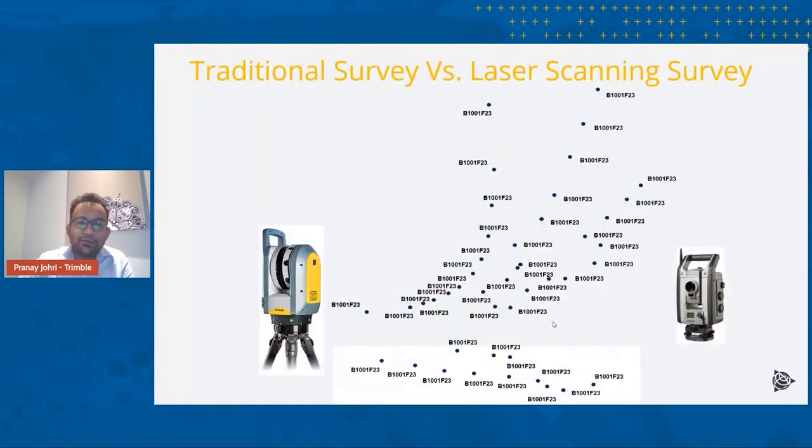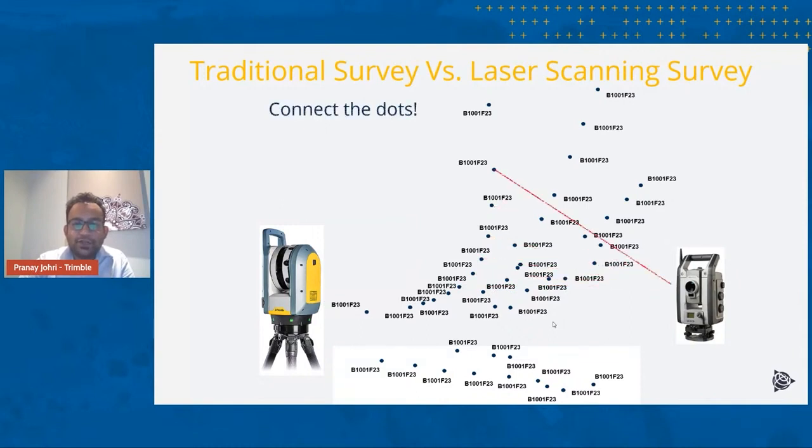So this is one example of traditional survey versus laser scanning. You can see that on the right hand side, we have a traditional total station which is measuring 1 point at a time. And we are able to see that it has measured a certain number of points. And on my left hand side is a laser scanner. So we'll try to learn a little bit of the difference.